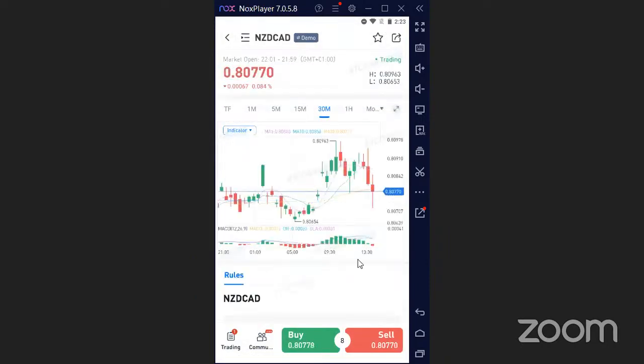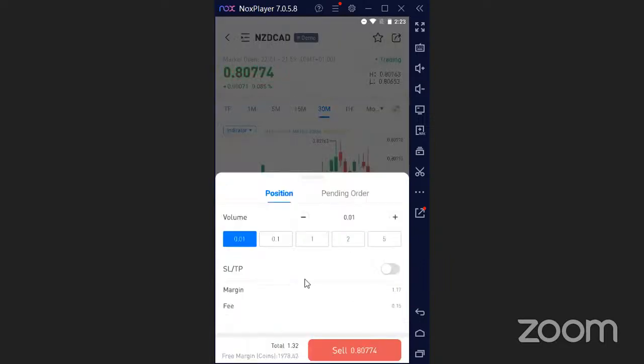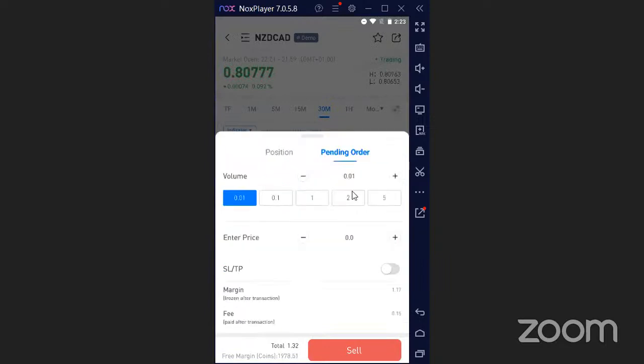Let's say you want to set a sell limit. All you have to do is click on sell, go to pending order, choose your volume, and set the price where you want the market to get to execute your sell trade for you. Let's say we have a price around 0.80874.